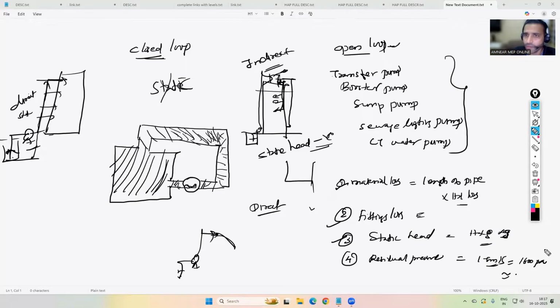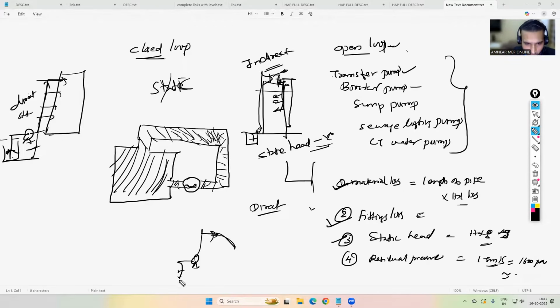That is your residual. But when we are calculating the fire pump and all, we need something like 6.9 bar of residual pressure for landing valves and all. That is different. So these are the things that you need to consider for an open loop pump, transfer pump. Booster pump, the same. You have to consider the material loss. You have to consider the fittings loss in the critical path.